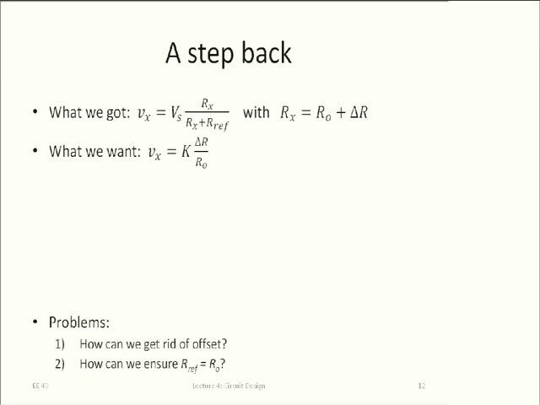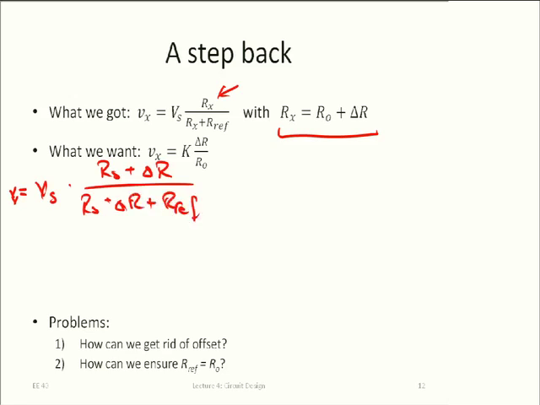Okay, so now we need to go and massage that equation. So first of all, we need to get from this Rx to R0 and delta R. So we need to substitute here. So why don't we try to do that? So Vx is equal to Vs times (R0 plus delta R) over (R0 plus delta R plus R ref).